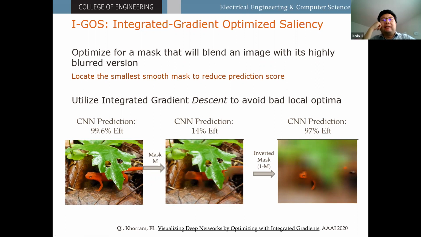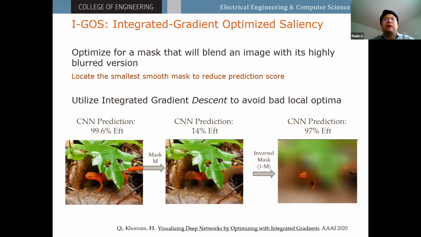So instead of using previous methods, we developed a new method called I-GOS, where we use optimization to optimize for a mask that will achieve what we want it to achieve. In the first version of I-GOS, we are just optimizing for the smallest mask that will reduce the CNN prediction score.